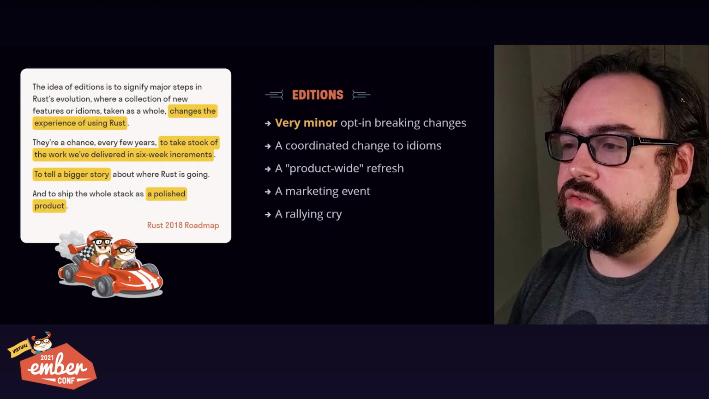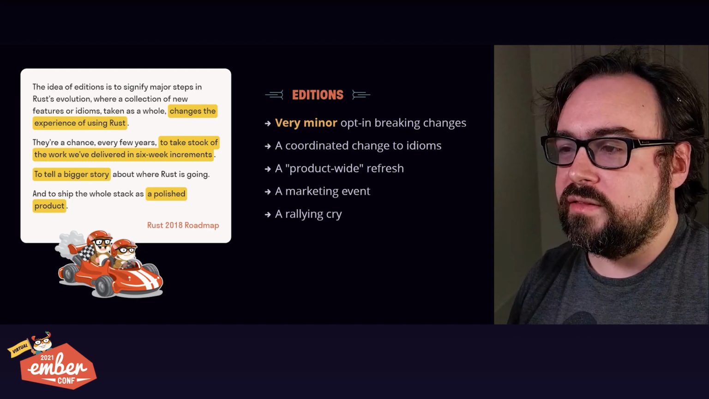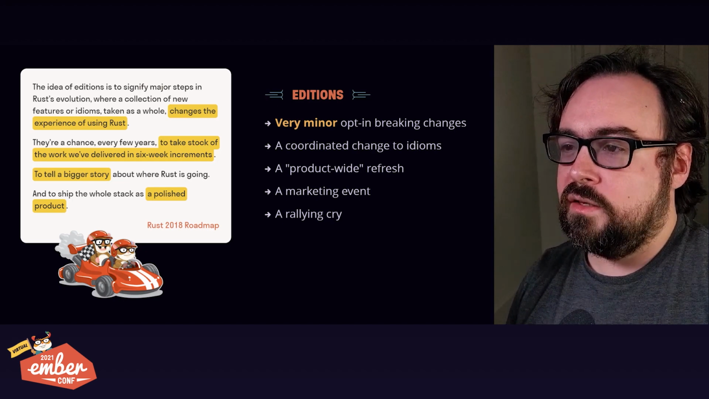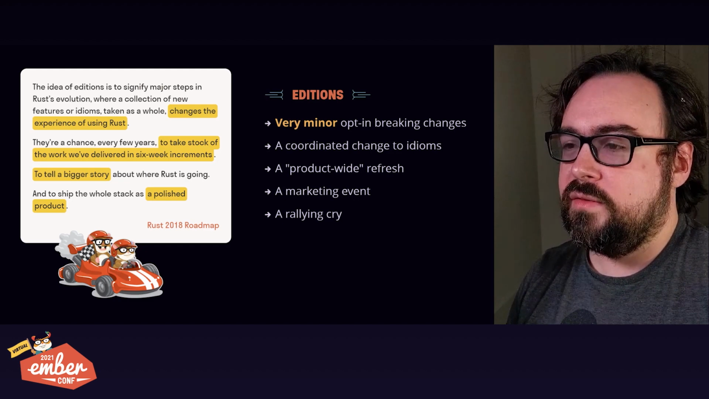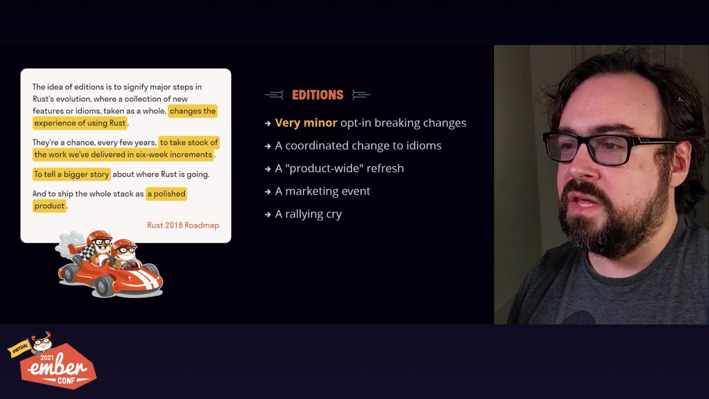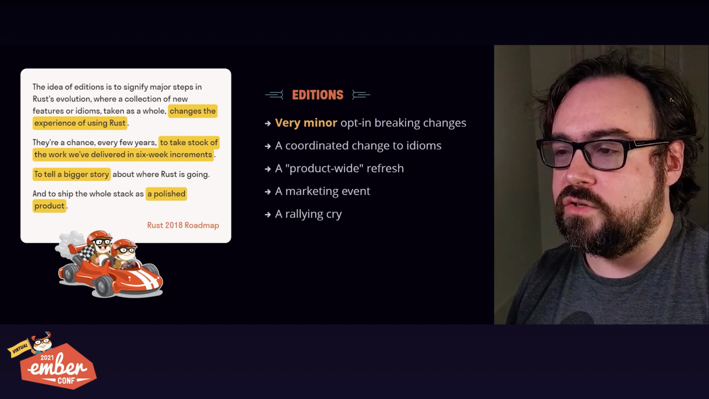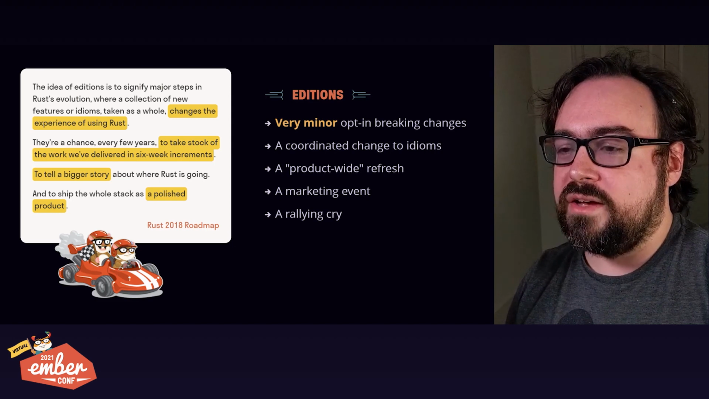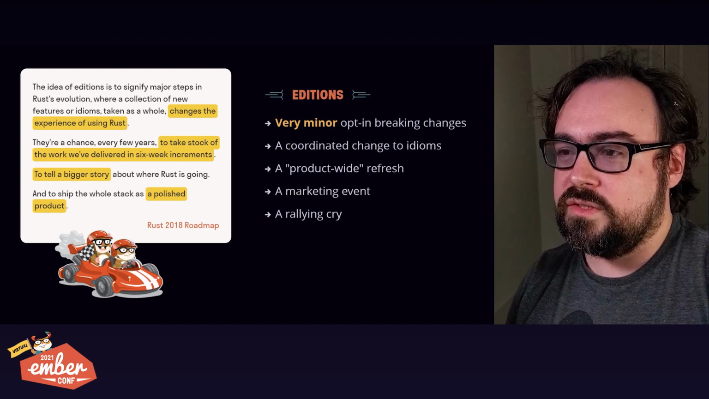Now that Ember and Rust did our first edition, we know that they're a big deal. But when we first announced them, and looking at this list, it's hard to put your finger on it. And again, I think the deal is, people are so used to thinking about everything in terms of stability and Semver that it's really hard to think about the fact that things like a coordinated change to idioms, or a product-wide refresh, or a marketing event should matter. So the dominant reaction that we got, and the dominant reaction that Russ got, was, what's the point of this?